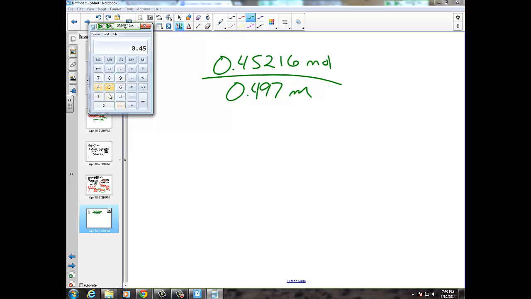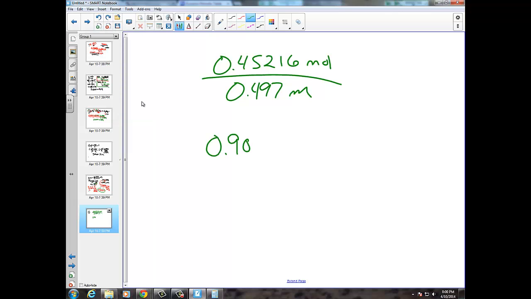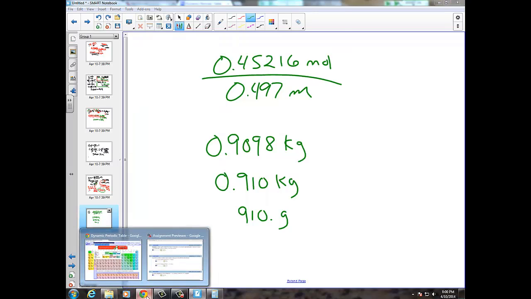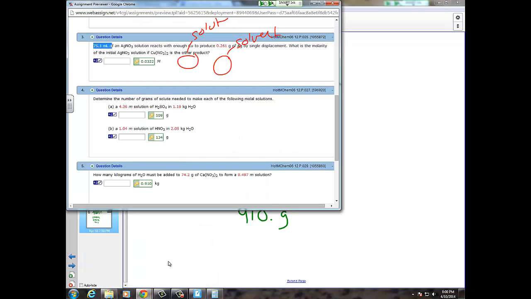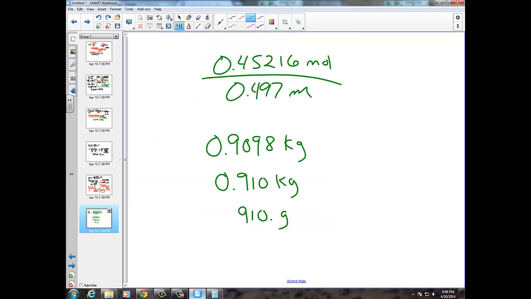So 0.45216 divided by 0.497 equals 0.9098 kilograms, or with three significant figures, 0.910 kilograms, 910 grams. Let's see what they wanted the answer in. They wanted an answer in kilograms, so we got our answer: 0.910 kilograms.